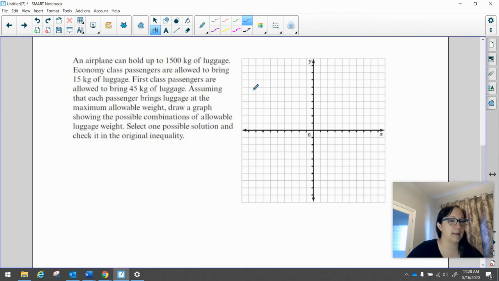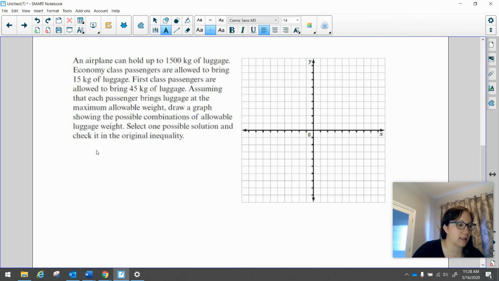All right, let's take a look at an airplane. Okay, so an airplane can hold up to 1,500 kilograms of luggage. Economy class passengers are allowed to bring 15 kilograms of luggage. First class passengers are allowed to bring 45. Assuming that each passenger brings luggage at a maximum allowable weight, draw a graph showing the possible combinations of allowable luggage weights. Select one possible solution and check it.